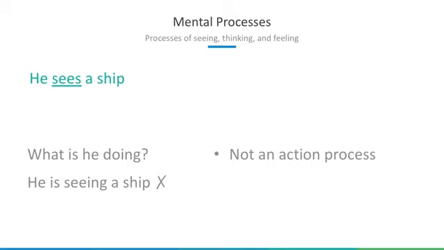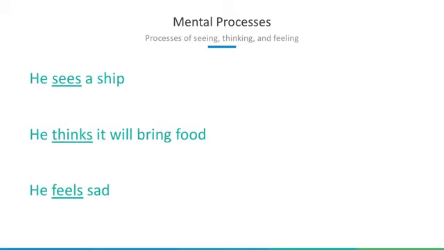Here are some other mental processes. Thinking and feeling. So, for example, he thinks it will bring food, or he feels sad. So thinks and feels are both internal or mental processes. These are processes that occur inside the mind.